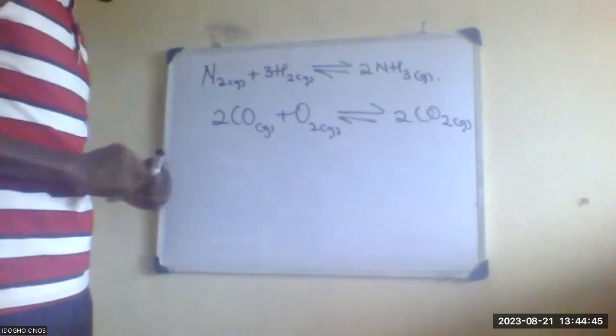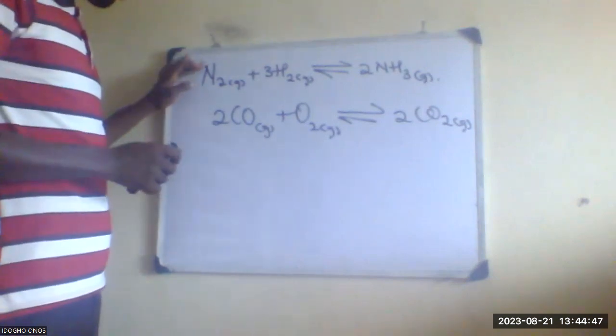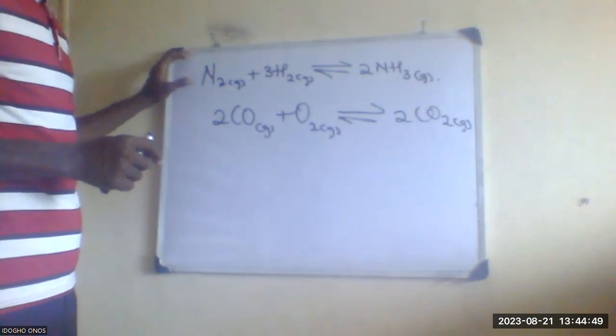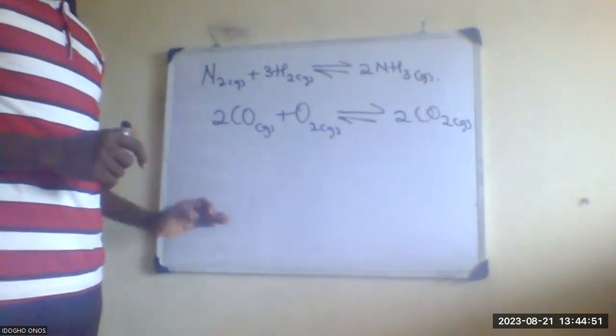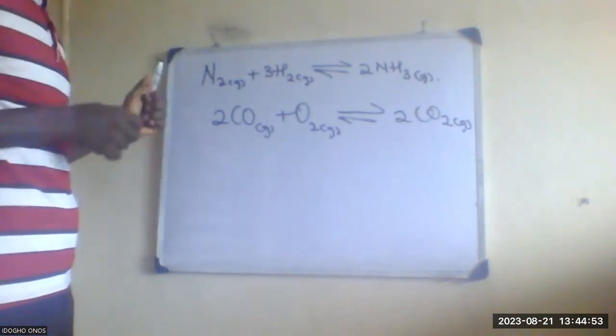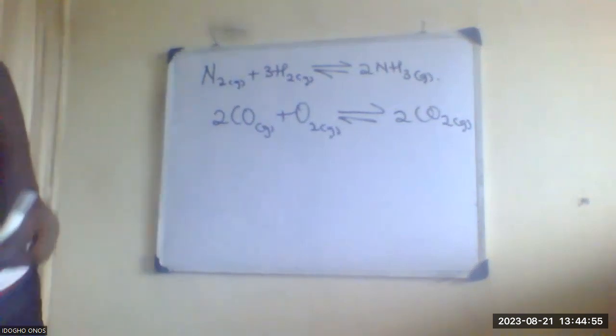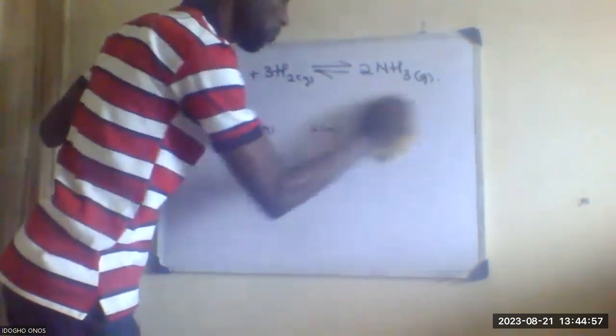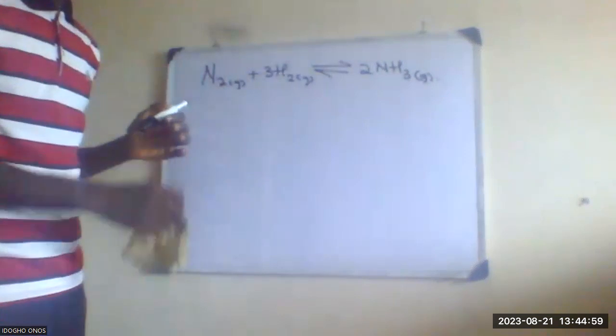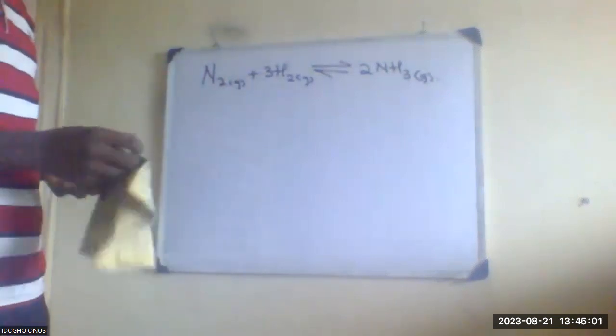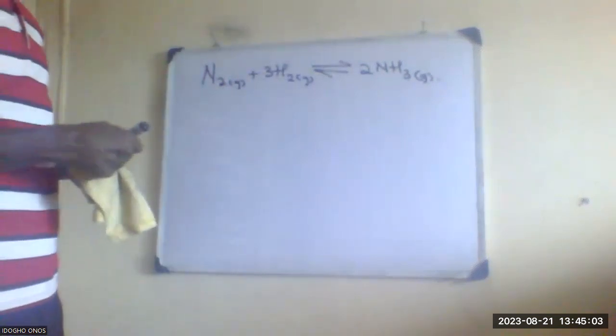So now what we want to explain is how does pressure affect these 3 equations? It could be more than this, but let's just use these 3. So let me start with the first one. This first equation, what is the state of matter? Gas. They are all gases.